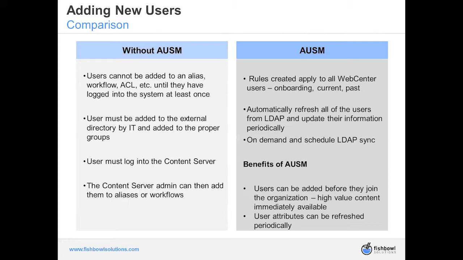Another example is there might be times you want to refresh user attributes on demand instead of waiting for them to be refreshed later. Depending on how often you set up your refresh schedule, you can do an on-demand synchronization to get new roles and privileges assigned immediately, and then schedule that on an ongoing basis.